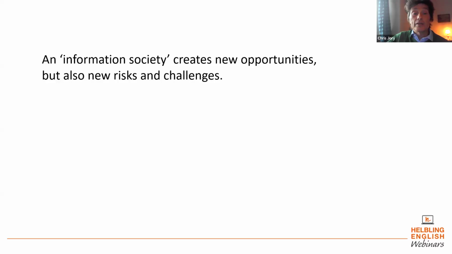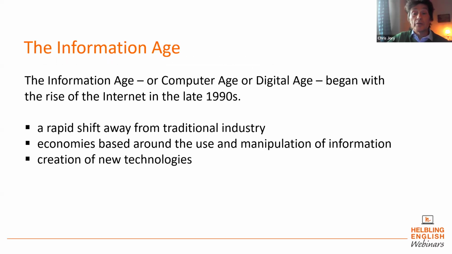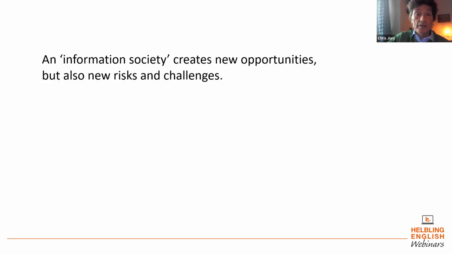The information age, also known as the computer age or the digital age, began really in the 1990s with the advent and the rise of the internet, and is typified by the increasingly rapid shift we're seeing away from traditional industries, economies, and other areas of life towards those based around manipulation of data and information in various forms, and the creation and use, and really the supremacy, of new technologies in dictating how we operate in the world. So the information age is key in terms of the changes that are happening, increasingly swiftly, in the kinds of life skills that are necessary.